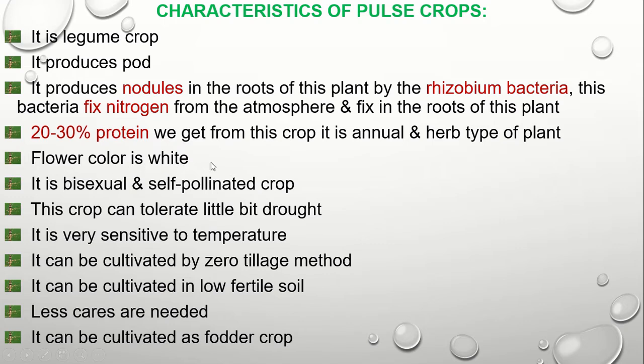The flower color is white, and it is bisexual and self-pollinated. The crop can tolerate a little bit of drought condition as well, and it can be cultivated in the zero tillage method. That means where there is no tillage, you can dig a pit and cultivate this type of pulse crop. It can be cultivated in low fertile soil as well, and even if we do not care for it properly, these pulse crops can be cultivated. It can also be used as a fodder crop.